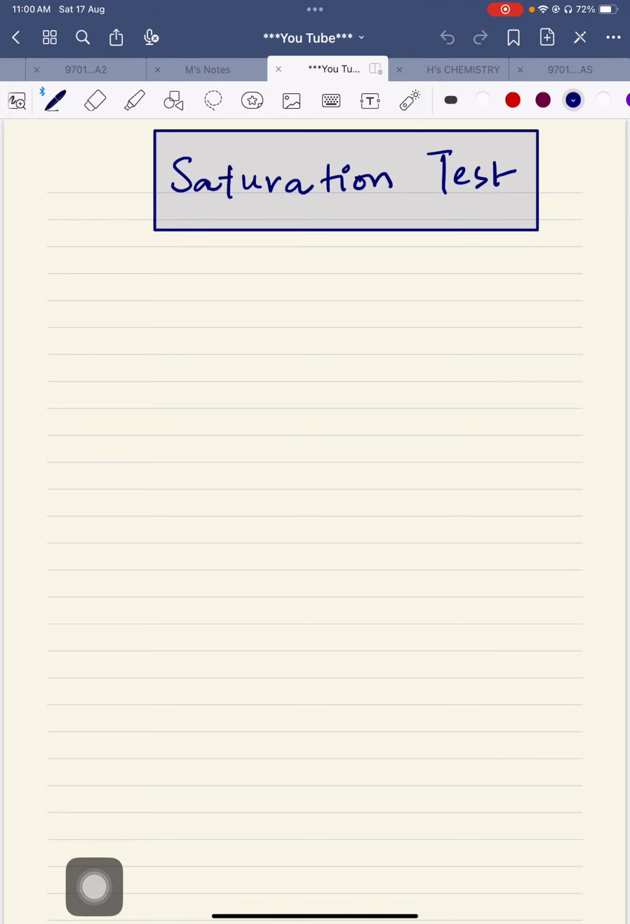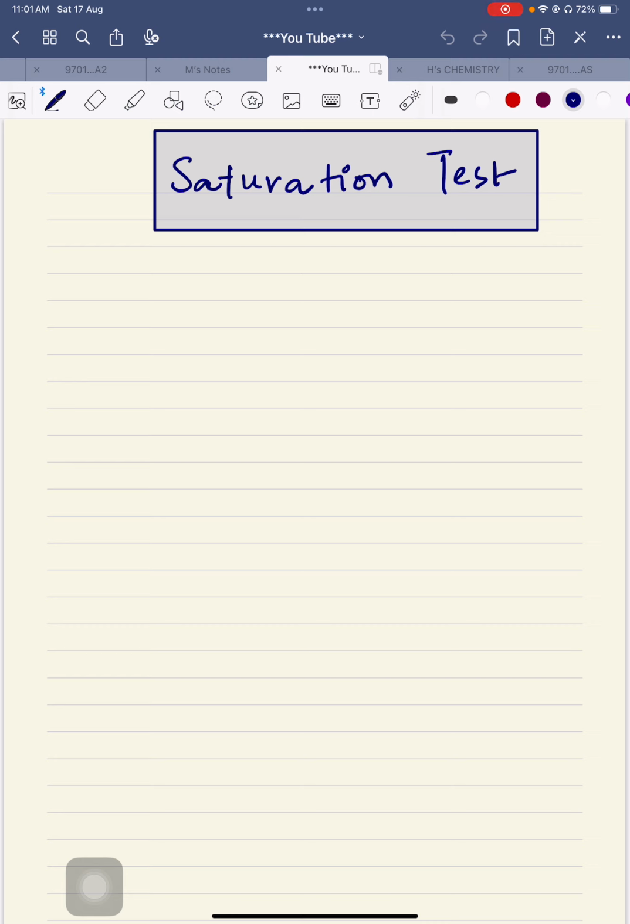Hey guys, welcome back to the continuation of organic chemistry. This is the topic which is called saturation test. Before the saturation test, we were dealing with the basics of alkenes and the basics of alkanes. Some of the reactions of alkanes have been studied as well. Right now, I'm going to teach you what a saturation test is.